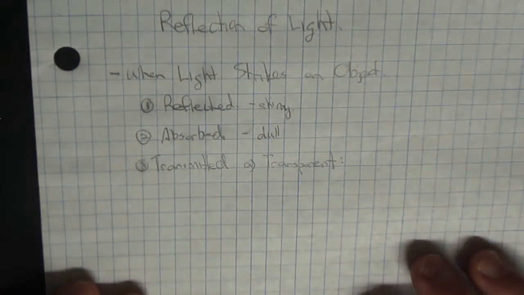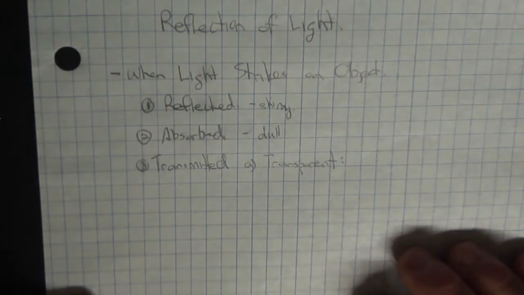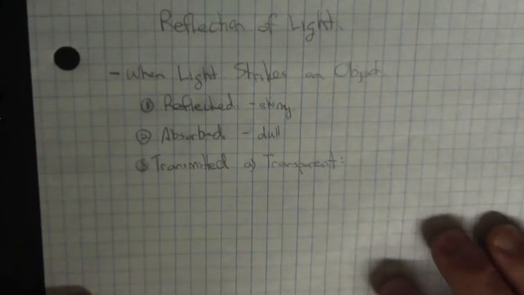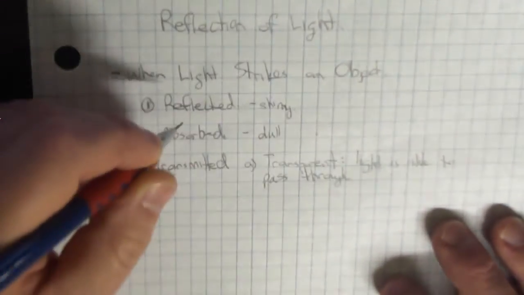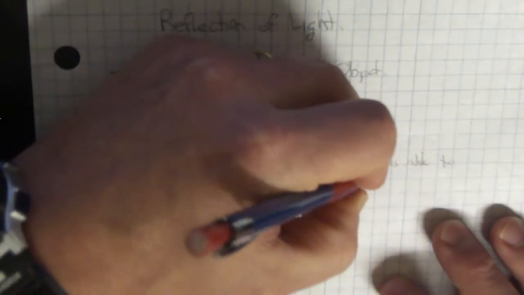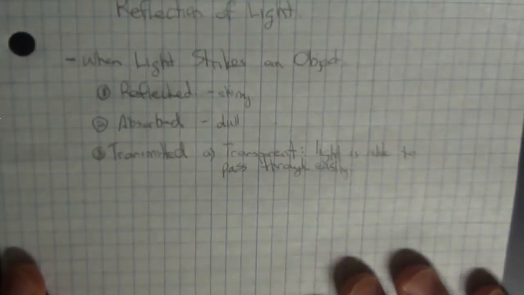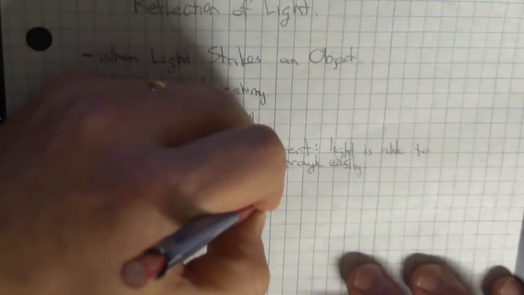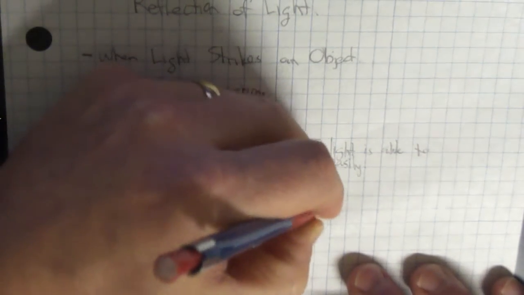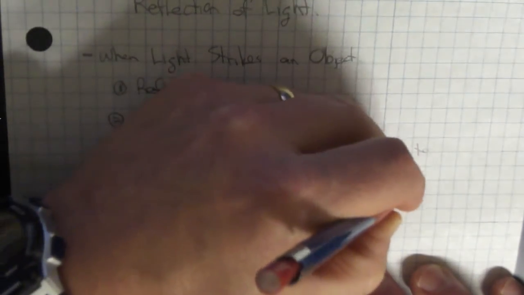What does it mean to be transparent again? If it's transparent, what happens? You can see right through. So in other words, the light is able to pass through easily. When we look at it, we can see a clear image of what we're looking at. A clear image can be seen.